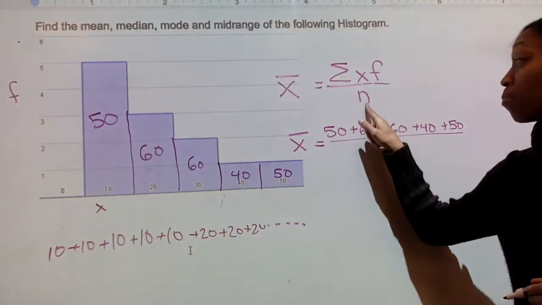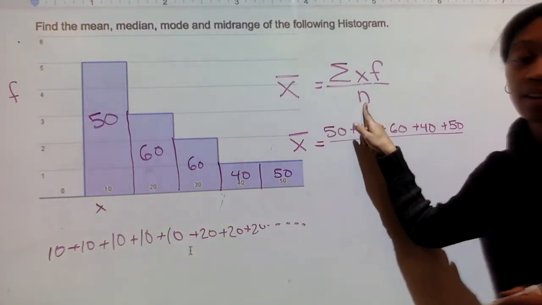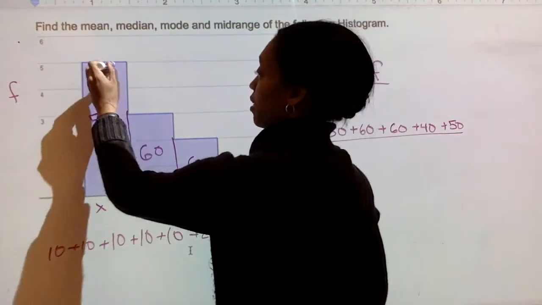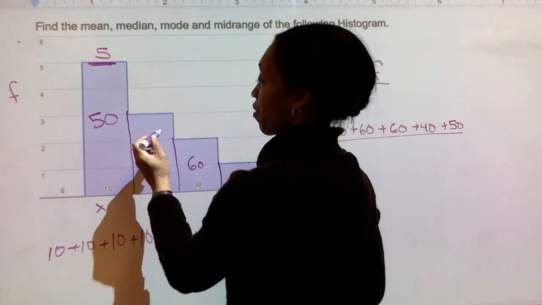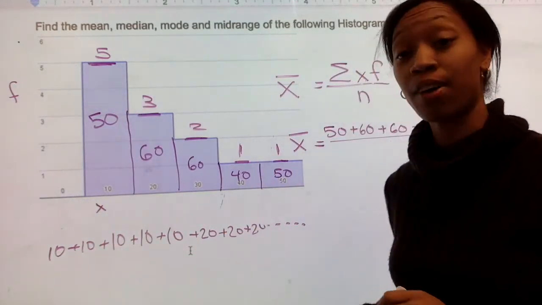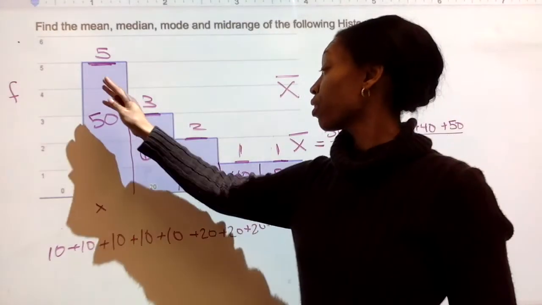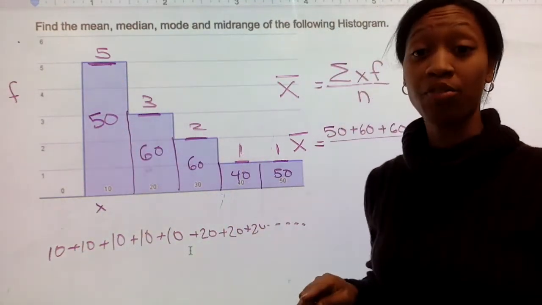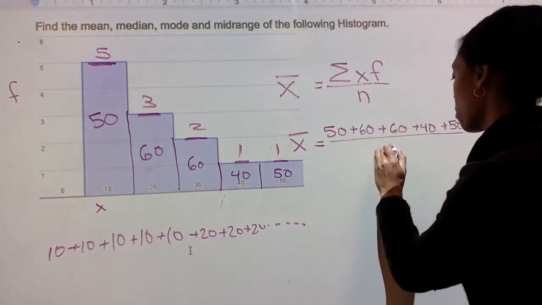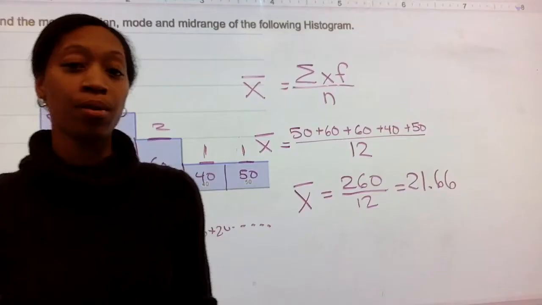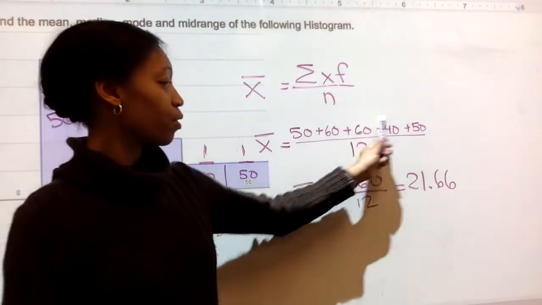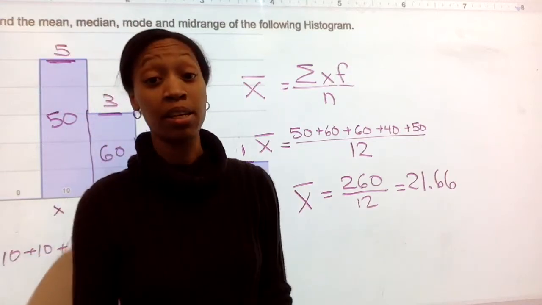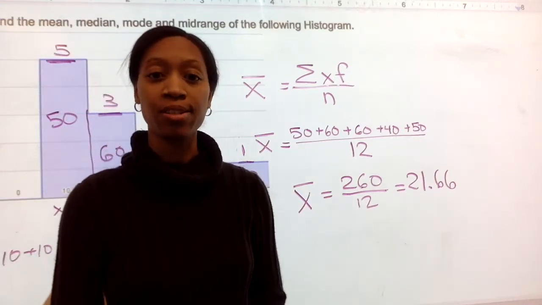Okay, and now I have to divide by the total number of things that are being added. So what are my frequencies in this histogram? Here I have frequencies of 5 and 1. So I need to add those up to find out how many total things are here. Okay, so that gives me what? 5, 10, 11, 12. So I have 12 things total. N is 12. Okay, and so when I add those together, that gives me 260. And 260 divided by 12 gives me the mean of 21 and 2/3.